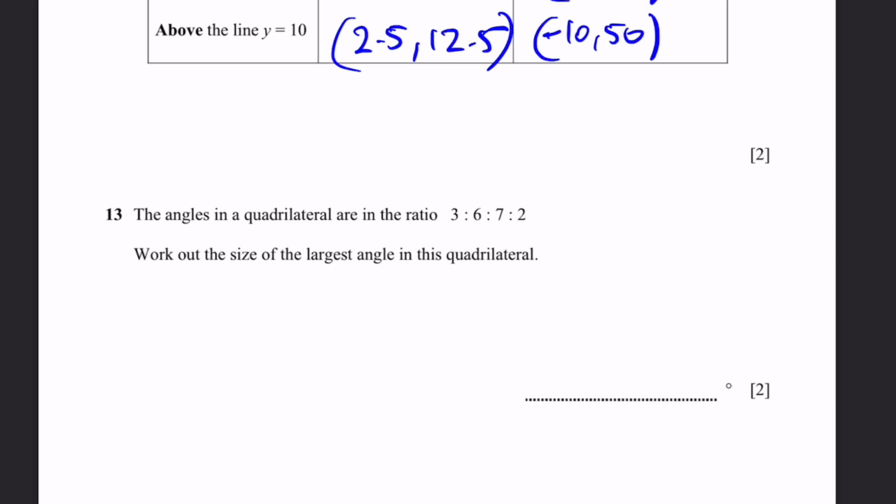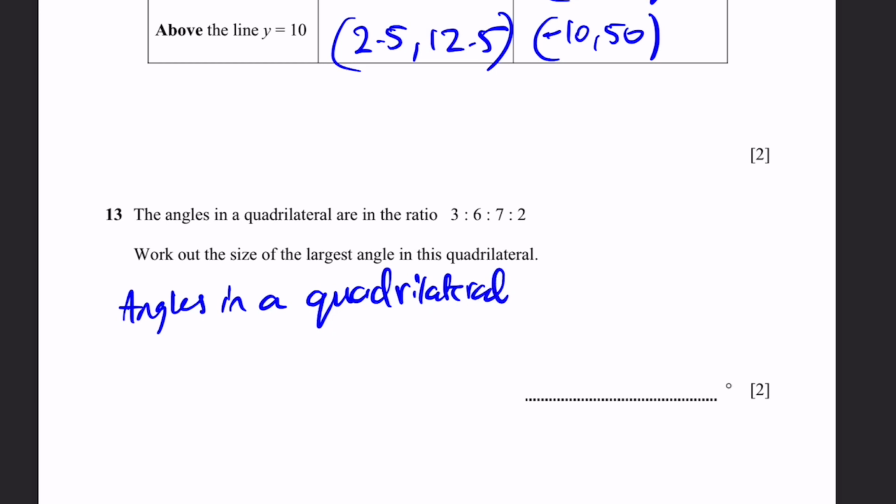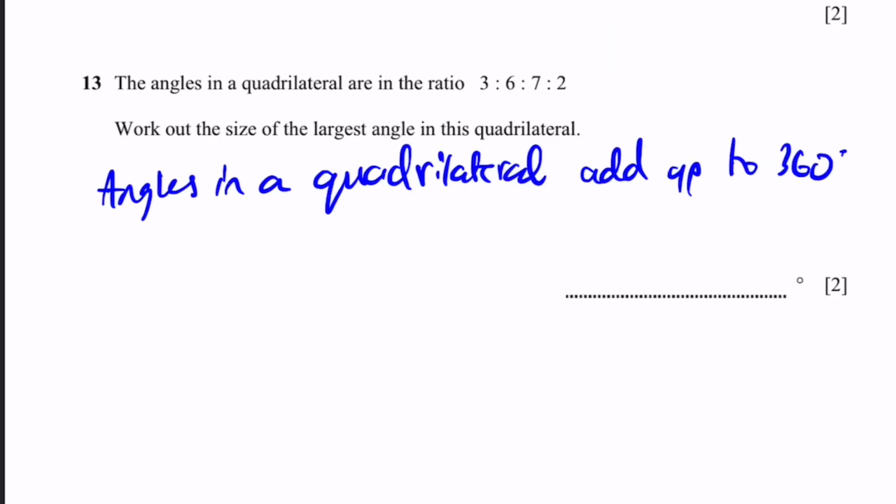That's the answer. Question 13. The angles in the quadrilateral are in the ratio 3:6:7:2. Work out the size of the largest angle in this quadrilateral. So basically, angles in the quadrilateral add up to 360 degrees. This is a law. It has to be obeyed by every quadrilateral. And now 3 is to 6 is to 7 is to 2 can be written as 3 plus 6 plus 7 plus 2, which is 18 parts.